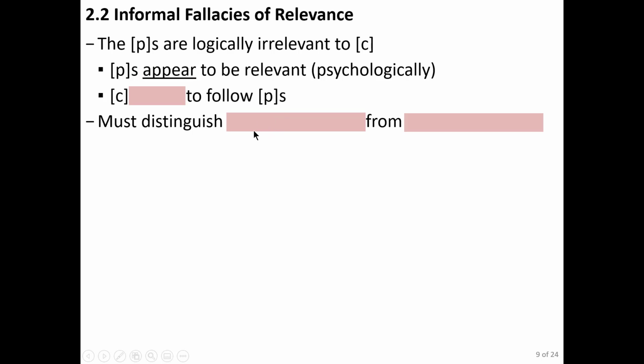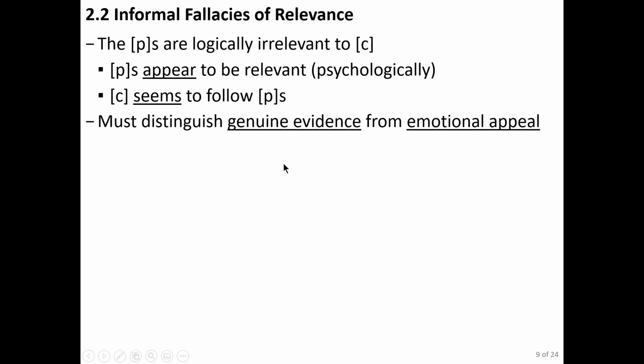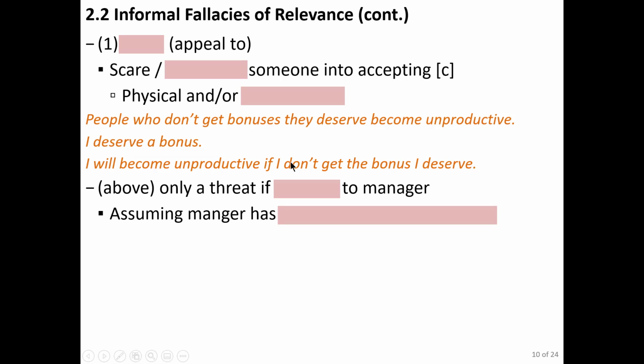The premises appear to be relevant, maybe psychologically. They're built that way because someone's trying to get you to make the conclusion seem like it follows from the premises, right? But they're just fooling you somehow. The idea here is that we need to distinguish genuine evidence from emotional appeal. Oftentimes, any type of advertisement, any type of political speech is going to appeal to your emotions. The genuine evidence rarely comes into play, and even if it does, it's talked about in a very disingenuous fashion. So let's talk about some of these issues with relevance.